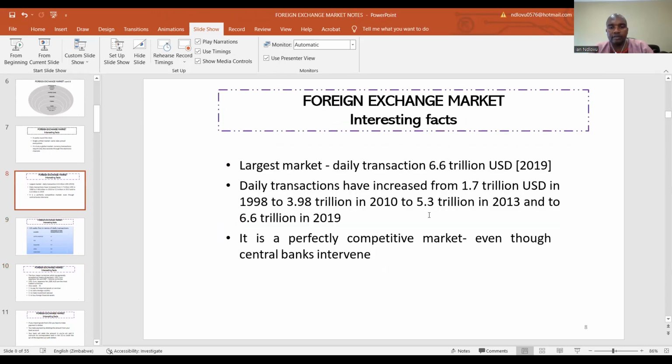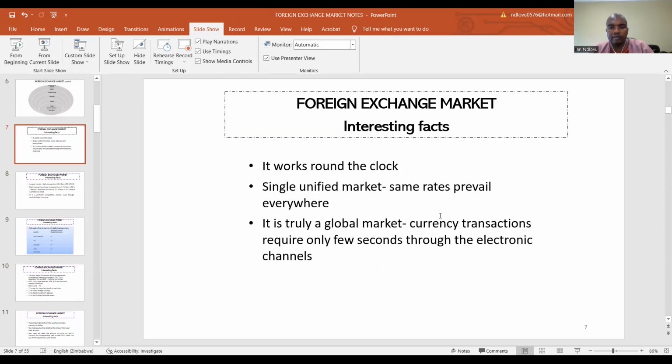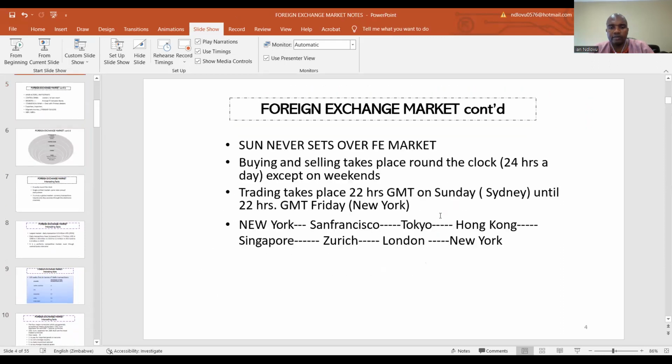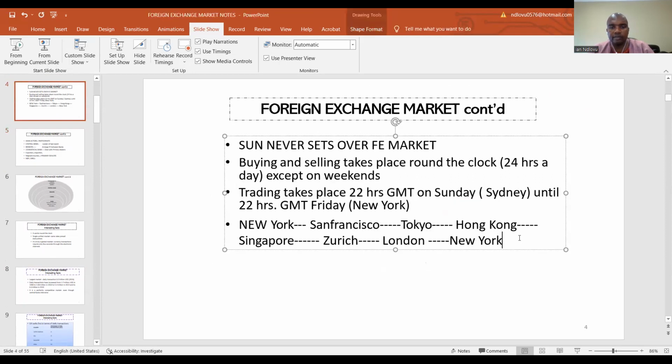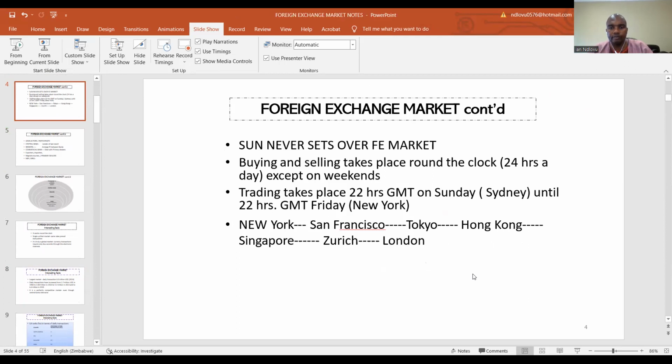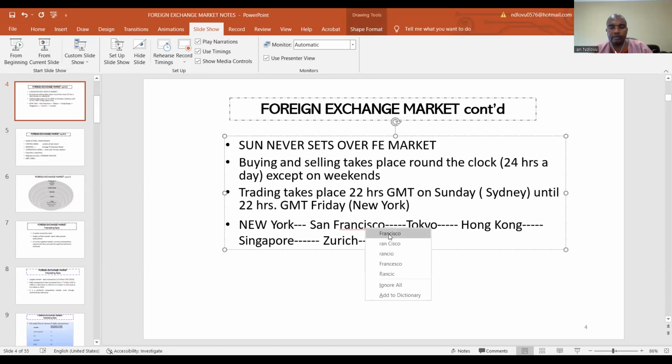To correct another typo, lender of last resort, I cancel that dash. And New York is repeated. We have San Francisco, written properly then. San Francisco. Delete that F.